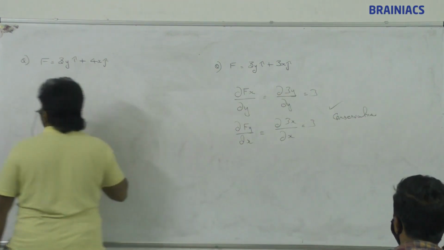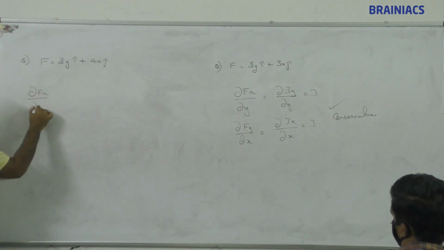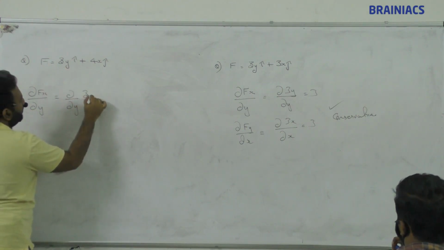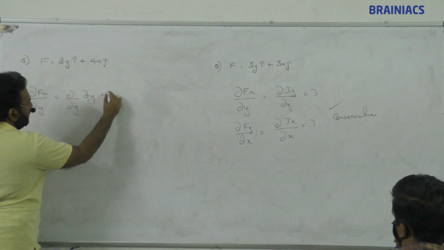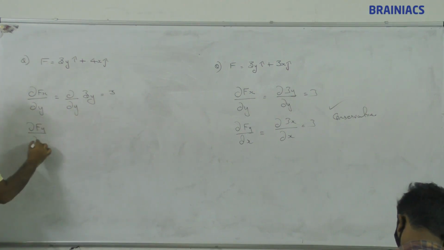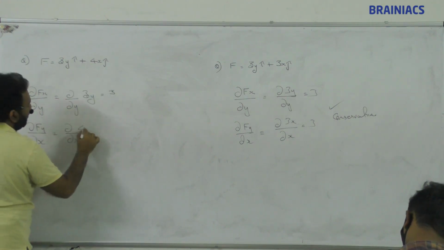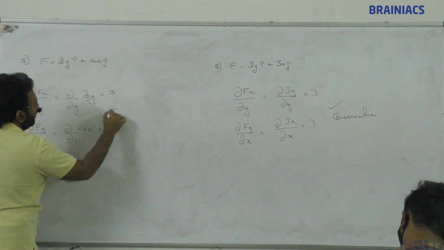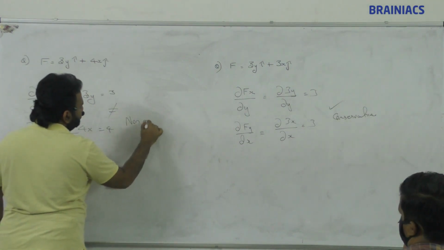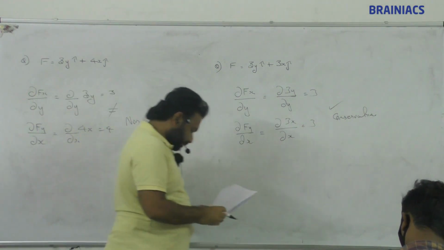What about this one? ∂Fx/∂y is equal to ∂(3y)/∂y. What is this? 3. So ∂Fy/∂x is equal to ∂(4x)/∂x. This is equal to 4. Not equal. So non-conservative. Right.